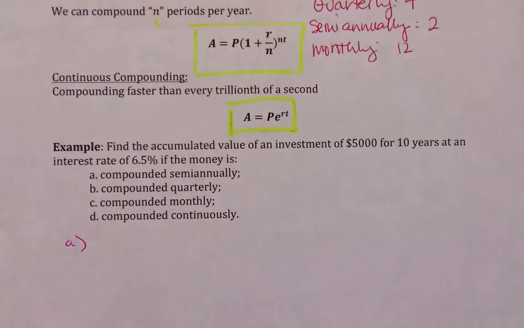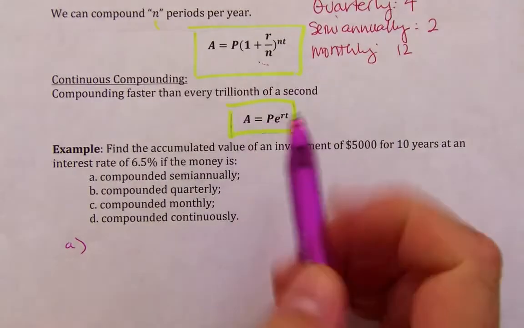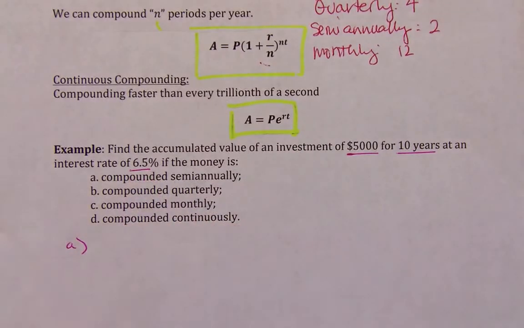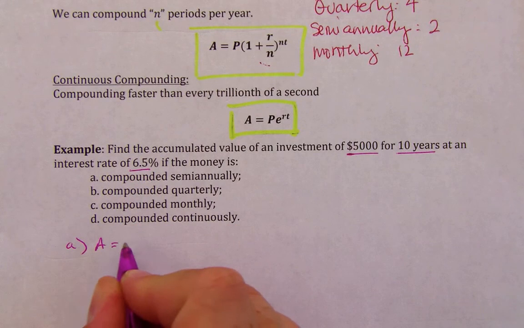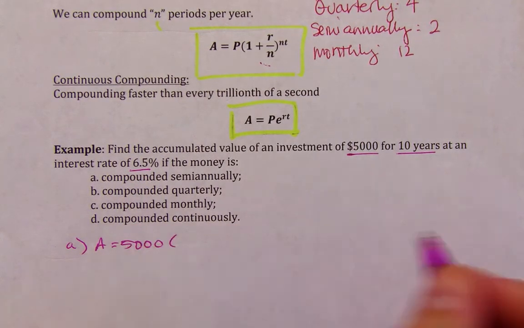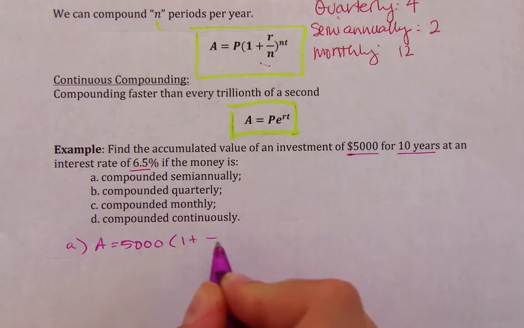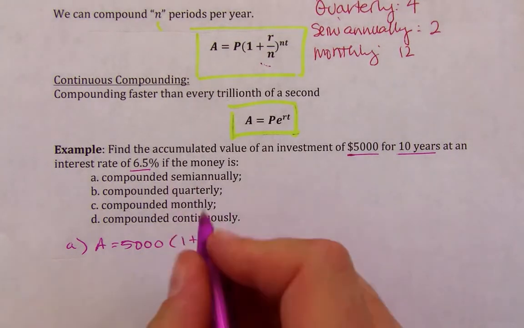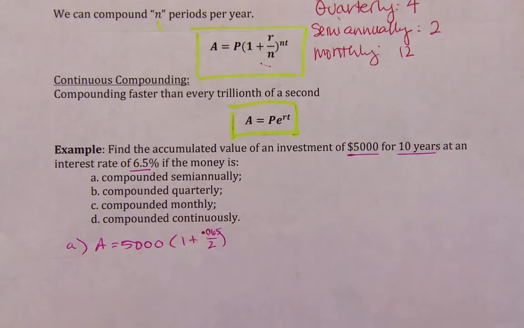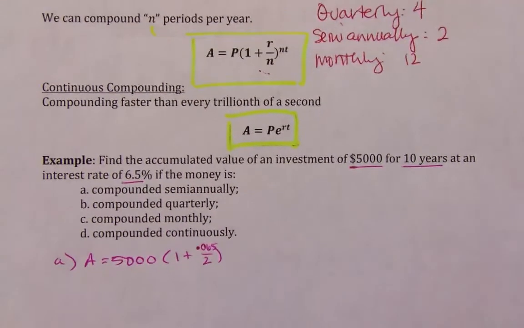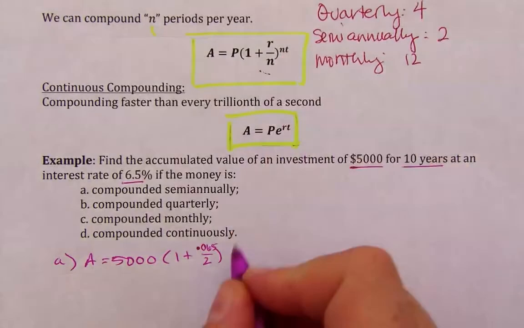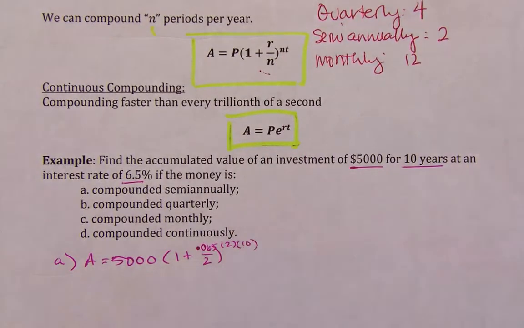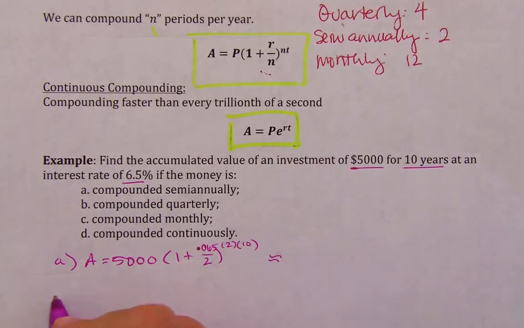So A, compounded semi-annually. I'm using this formula that we see right here. We put in $5,000 for 10 years, and my interest rate is 6.5%. So A is equal to 5,000 times 1 plus 0.065 over N, semi-annually, so that would be 2. I'll go ahead and zoom in a little bit here. And then my exponent here, N, is 2, and then my time is 10 years. Now, all you're going to be doing is plugging these in your calculator.